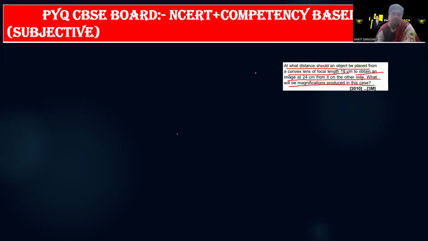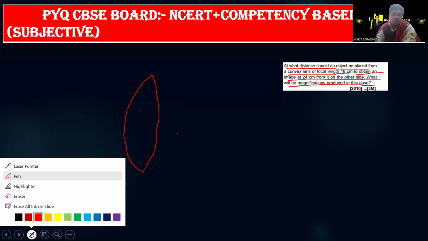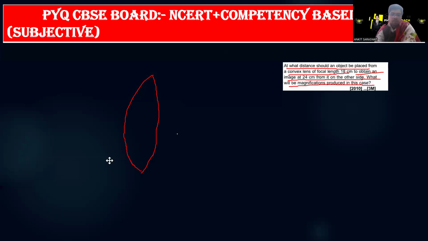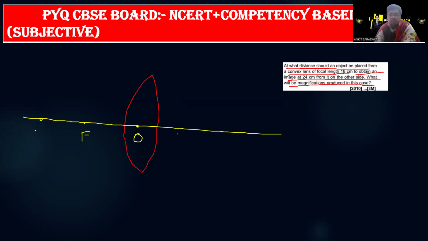Clear? Now draw the convex lens like this. Draw the principal axis, optical center, F to F. Similar here, F to F.